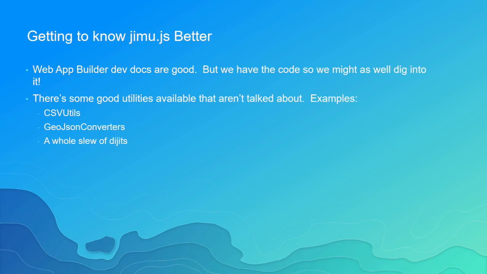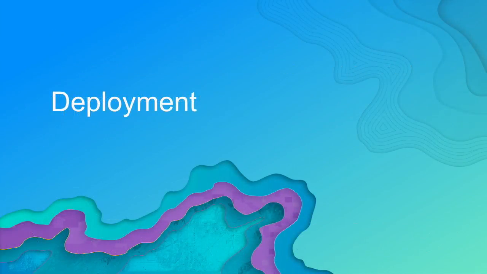Get to know GIMU better. GIMU is that framework library that Web AppBuilder is built on. There's a ton of good stuff down there. There are some CSV utilities that I just used for something in one project I was working on. There are some GeoJSON converters down there. There's a whole slew of widgets available to you to include in your custom widgets too. Use those. It's there for you. And that's all I got.